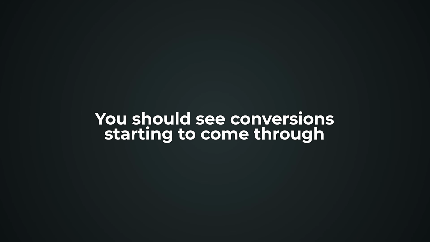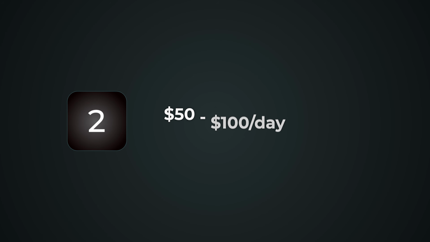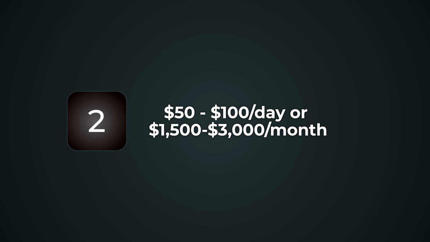Now, eventually, with time, you should see conversions starting to come through, and maybe you'll be able to scale up this campaign to $60 or $70. And that brings you right into tier 2, that spot between $50 to $100 in daily ad spend. So $1,500 to about $3,000 per month.